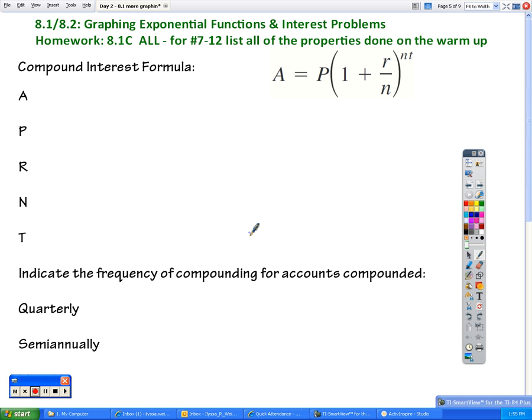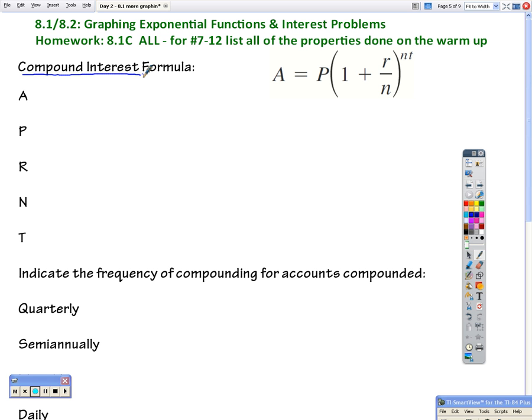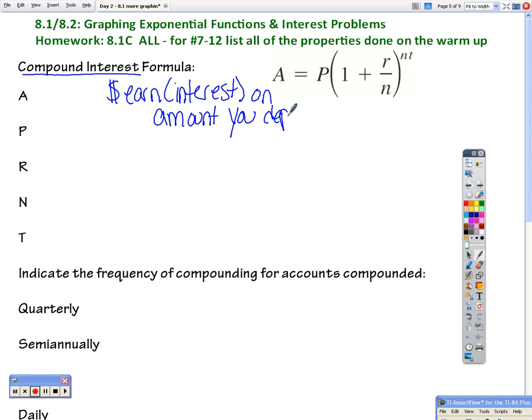Okay, the next section of the lesson today is about compound interest. Compound interest is money that you earn, that's interest, on the amount you deposit in an account and the interest you've already earned.